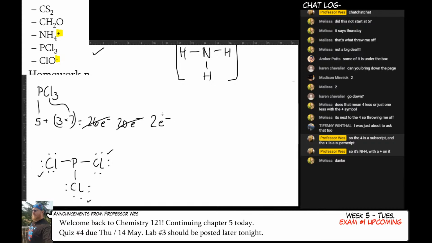Well, that's where step 4 comes in. Put them on the central atom last. There they go. Has an octet. Everyone has an octet. It's done. So this is what PCl3 should look like.